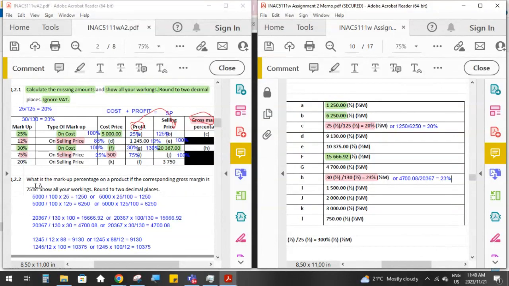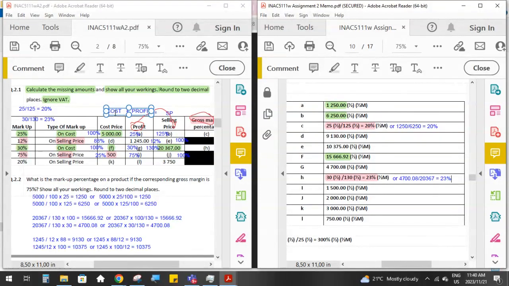So I hope that has helped you to practice those again, because I know students continuously battle with those. And then 2.2, if you can still see it on the page over here: what is the markup percentage on a product, if the corresponding gross margin is 75%? Round to 2 decimal places. So think about that. They've said that the gross margin is 75%.